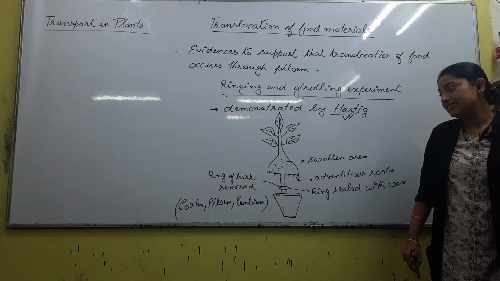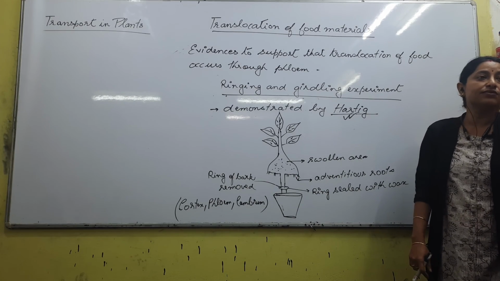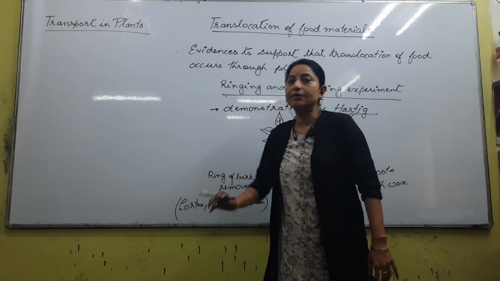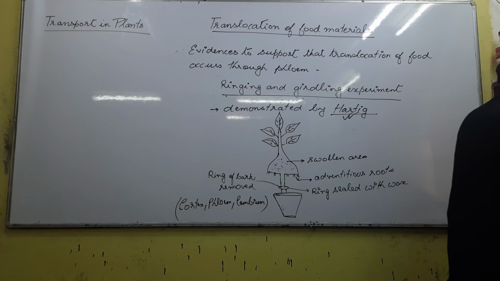Second question that is asked is, what are the other tissues included in the girdling process? So you have to know the tissues: cortex, phloem and cambium. These tissues are removed.